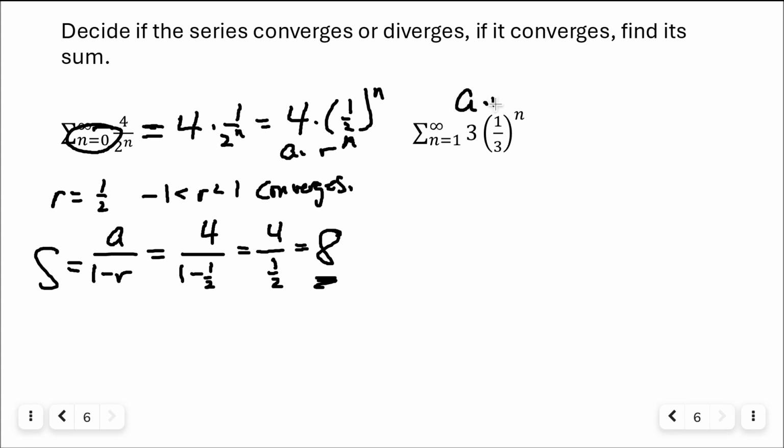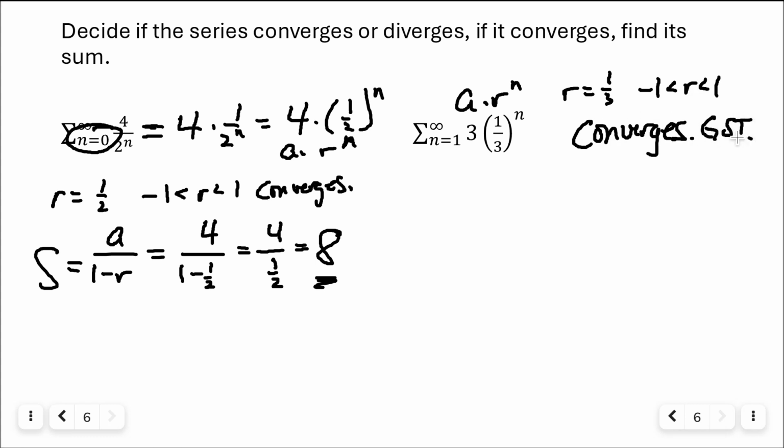Now, this one's actually in the right form, a times r to the n. It's right there for you. Okay, so r is 1/3. That is between -1 and 1. So this is a convergent geometric series by the geometric series test. Now I want to find the sum of it. The sum is a over 1 minus r. But the problem is n doesn't start from 0. It's supposed to. To find the true sum, n has to start at 0. You have to start finding the terms of the series at 0.